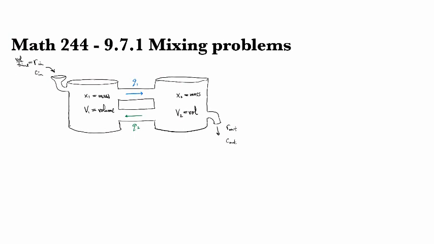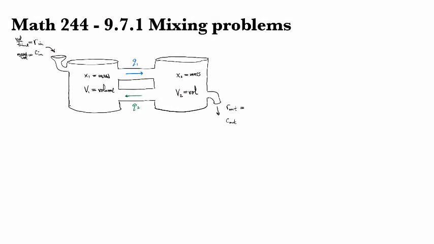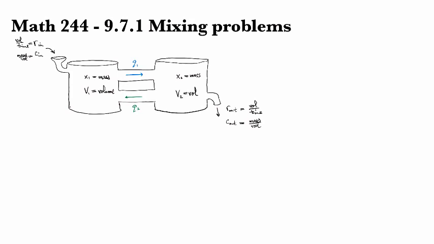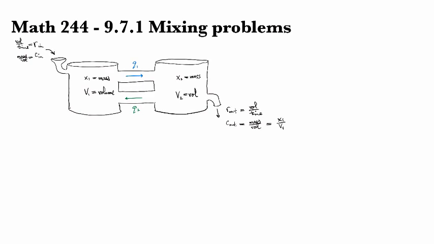And we'll have the rate of the incoming stuff, that'll be in terms of volume per time, and the concentration of the incoming, in terms of mass per volume of the solution. And the same with the outgoing: the rate out will be given in volume per time, and the concentration of the outgoing will be mass per volume. And just like before, the concentration of the outgoing will be the concentration in the tank it's coming out of. So that'll be X1 over V1.